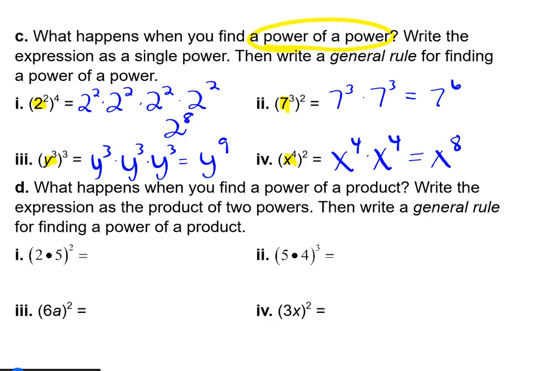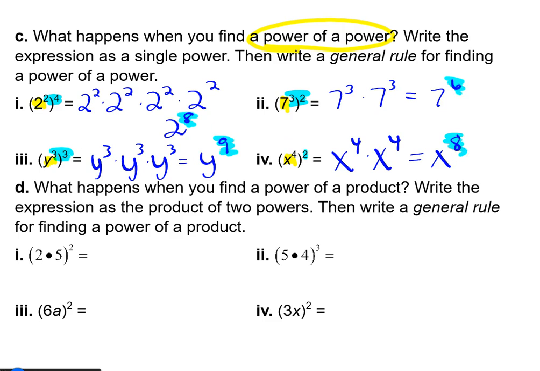But it can get tedious to always write those out in expanded form. So we want to look for what we're doing here. What is happening to 2 and 4 that gives us 8? What is happening to 3 and 3 that gives us 9? 3 and 2 that gives us 6. 4 and 2 that gives us 8.